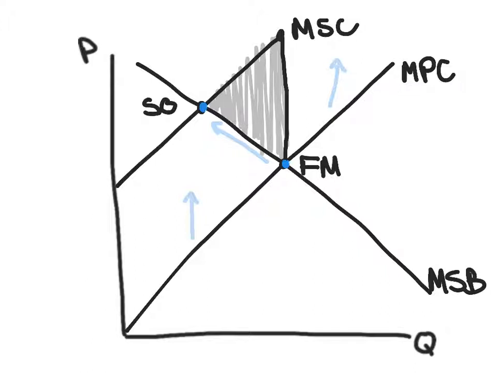And the way that the government tries to help with negative externalities is by taxing them, and this helps to bring the marginal private cost curve closer to the marginal social cost curve, thus decreasing the deadweight loss and bringing the free market point closer to the socially optimal point.